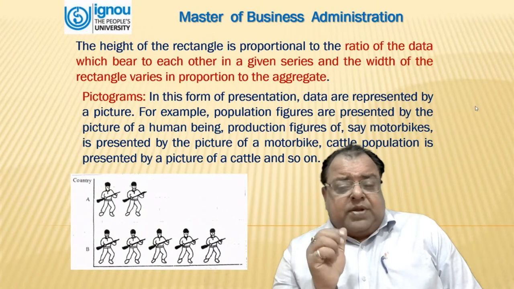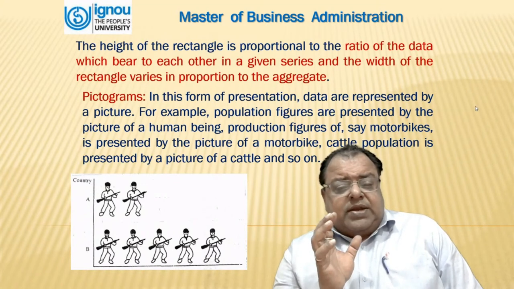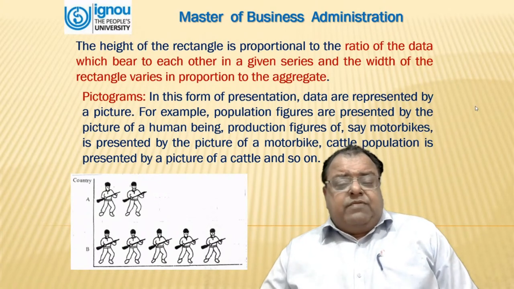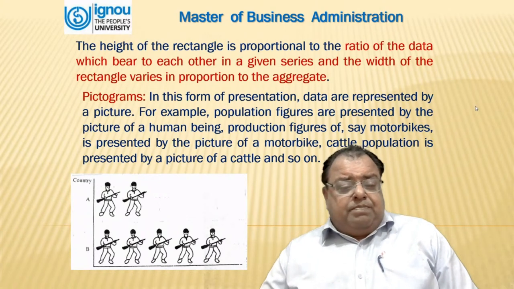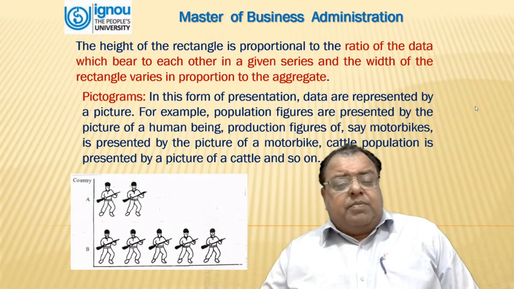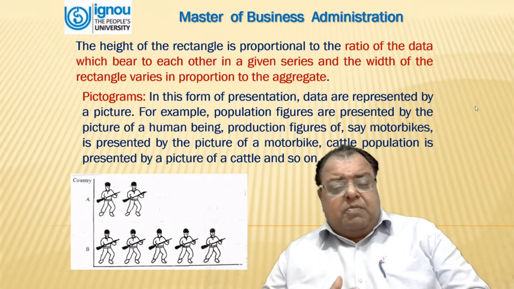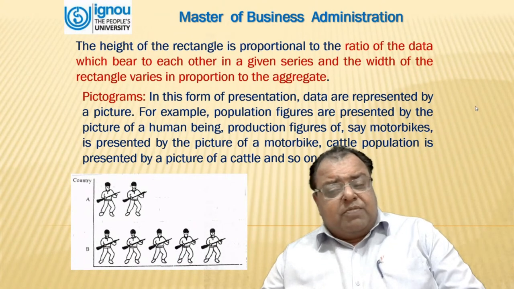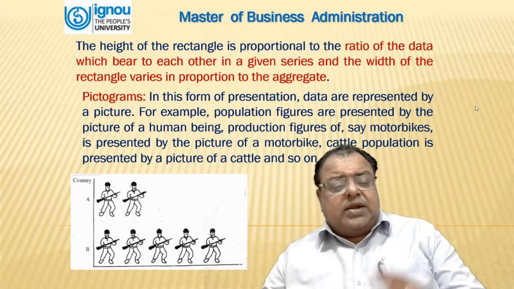Pictograms. In this form of presentation, data are presented by pictures or art. For example, population figures are presented by the picture of a human being. Production figures, say of automobiles, are represented by the picture of a motorbike. State population is represented by a picture of cattle, and so on.